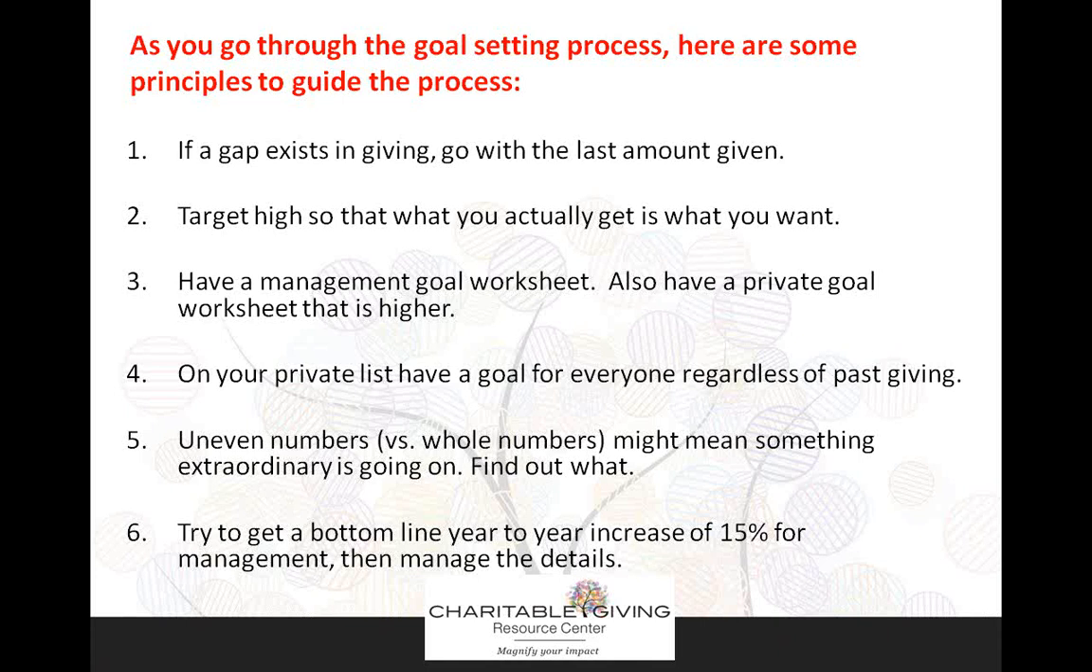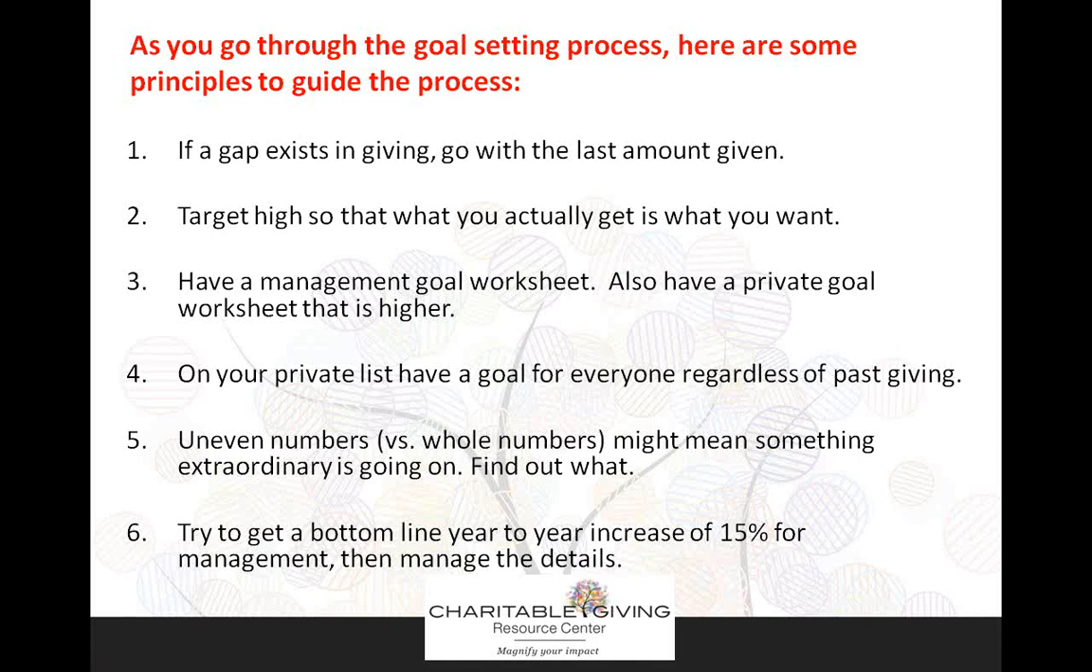Have a goal worksheet and also have a private goal worksheet that's a little higher. So this is what I want them to be, but this is where I wish they could be, and maybe you can land somewhere in between. On your private list, have a goal for everyone, regardless of the past giving, saying, all right, I know that they've only given 100, but I'm hoping someday I can get them to the 1,000 mark. That may be part of your personal and professional pipeline for them. It may not be what you ask them for today. It's thinking ahead. Again, that's part of that art, not really the science.